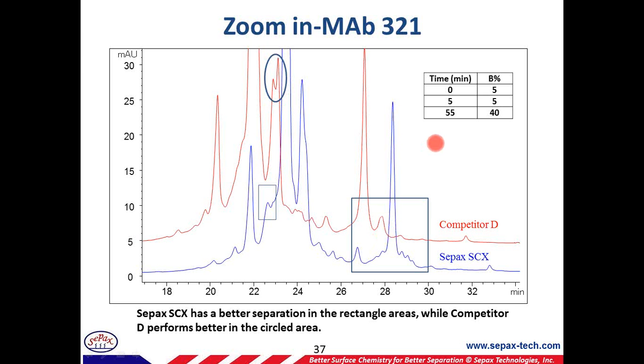So optimization is really the key when you compare two columns. They may not lead to the same results under the same condition.